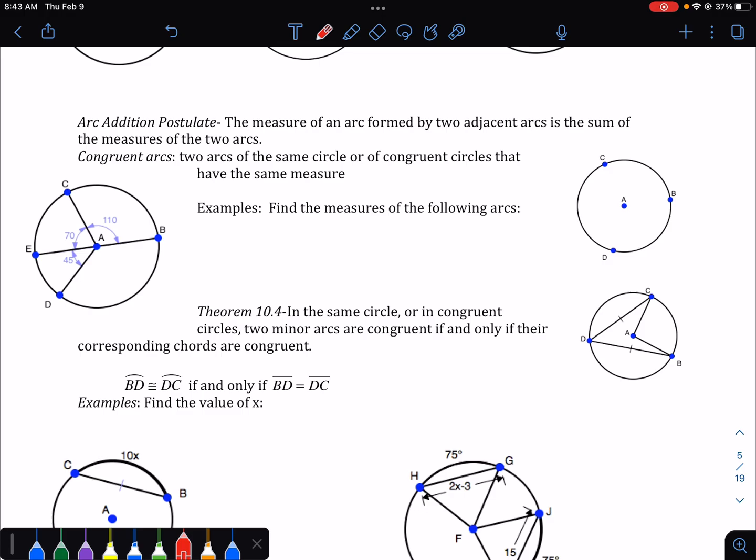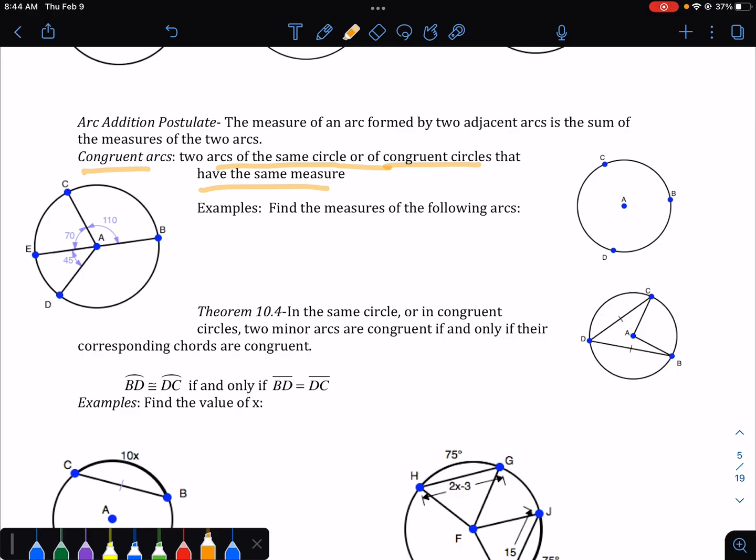Okay? So if I take this arc and I add those together, that will equal this arc here. Or if I add this one plus this one plus this one, that will equal this arc here. Now the other thing that we want is to talk about congruent arcs. Congruent means that two arcs of the same circle or congruent circles have the same measure.